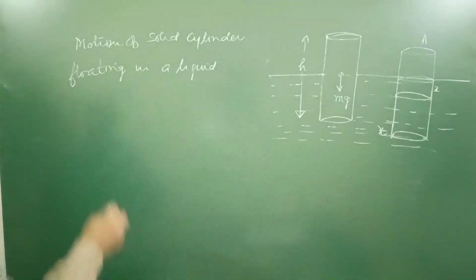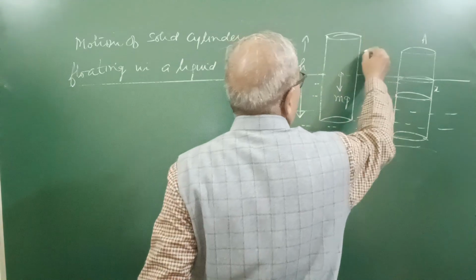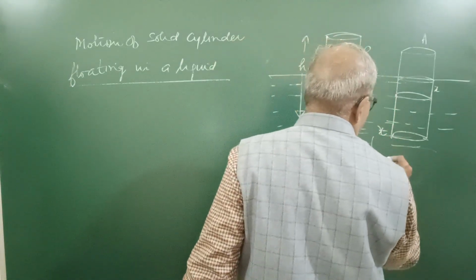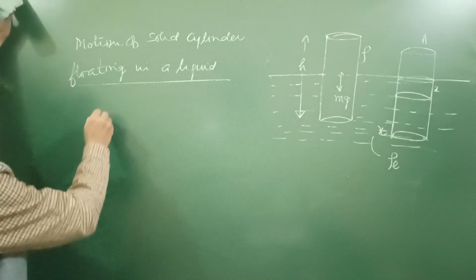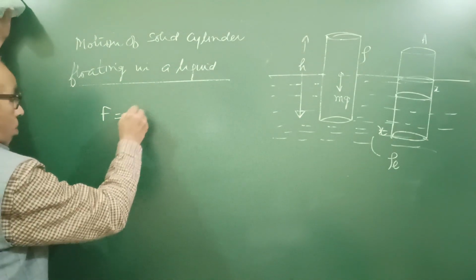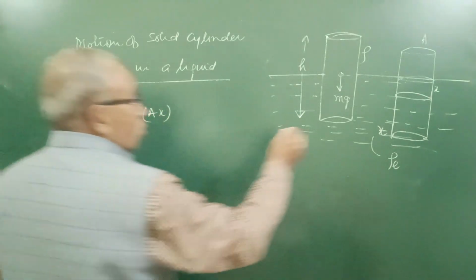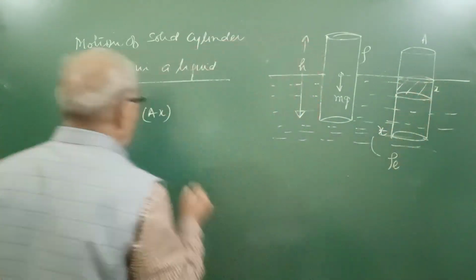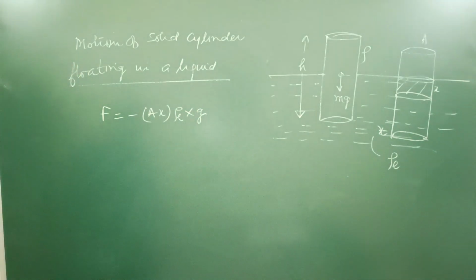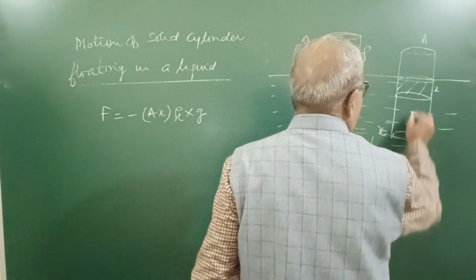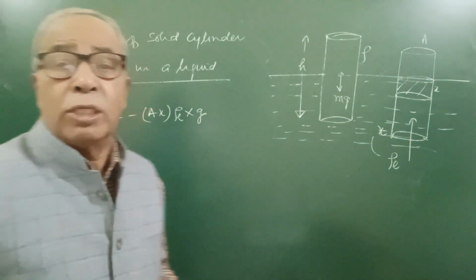So here the restoring force, I am writing directly, let the density of the cylinder be rho and the density of liquid be rho L. So the restoring force will be equal to minus A x into the volume of liquid displaced, volume into density of liquid, rho L, into g. This restoring force acts vertically upward, now carrying the body to equilibrium position.